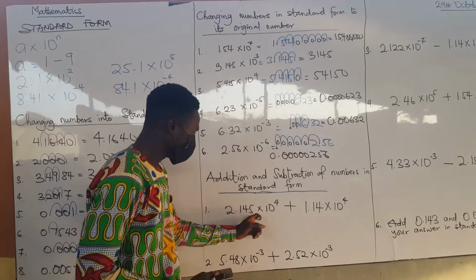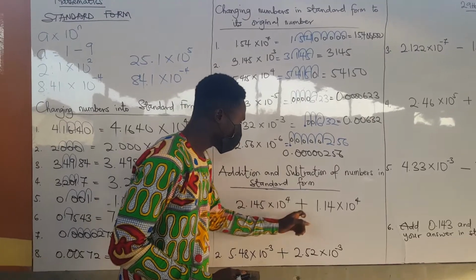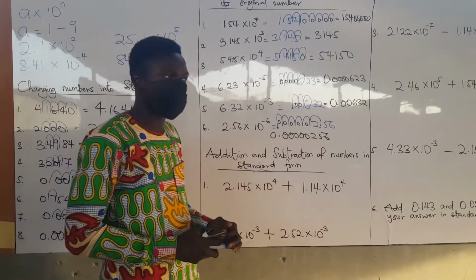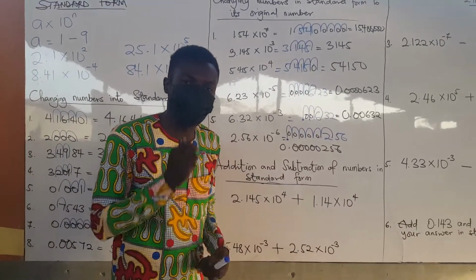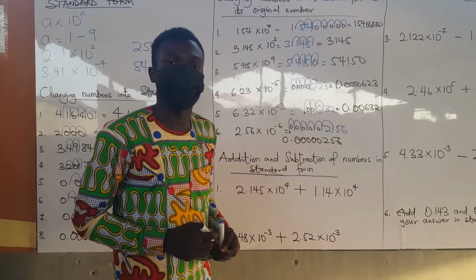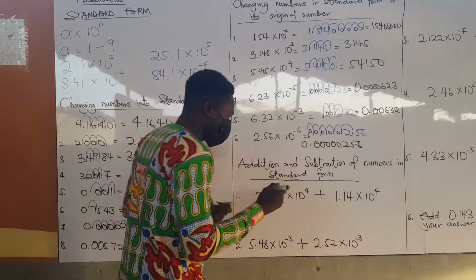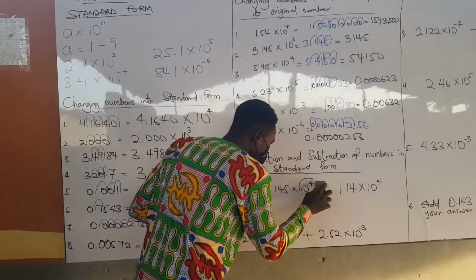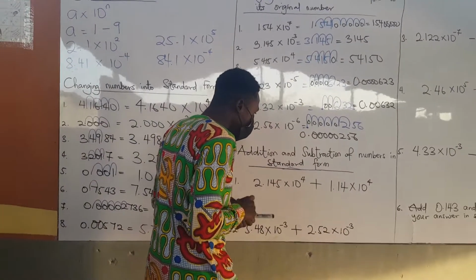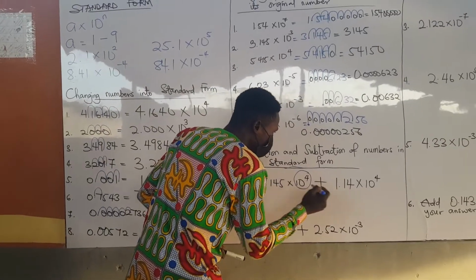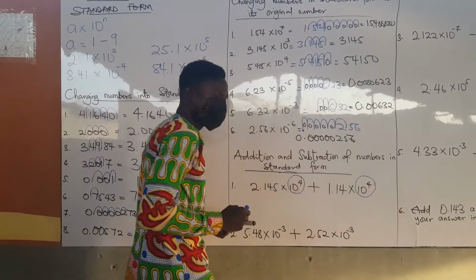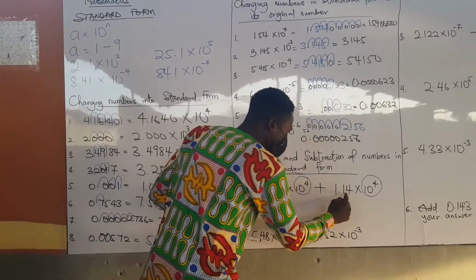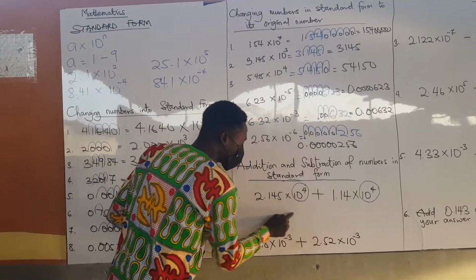So if you look at this one, we are having 2.145 times 10 raised to the power 4 plus 1.14 times 10 raised to the power 4. When you are adding in standard form, check if the powers of 10 are the same. The power of 10 here is 4, the power of 10 here is 4, and with this one too, we are having 4. Because the powers of 10 are the same, we are just going to put the decimals together.